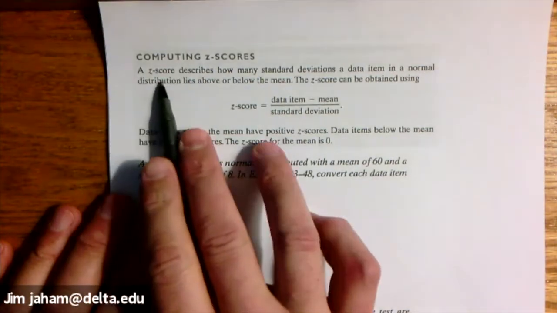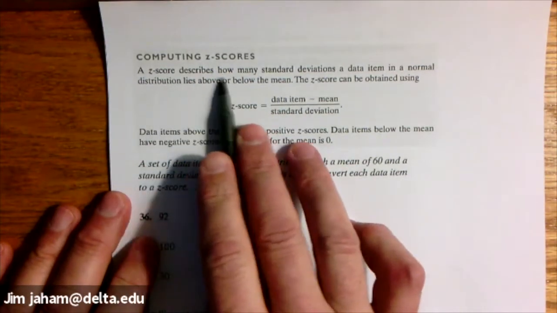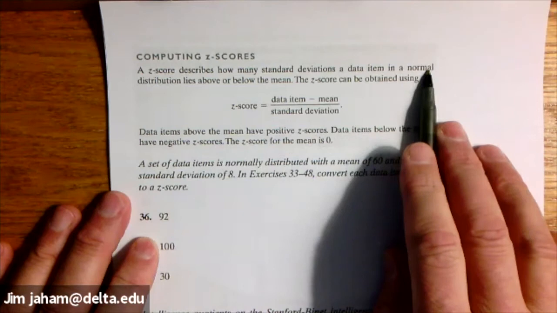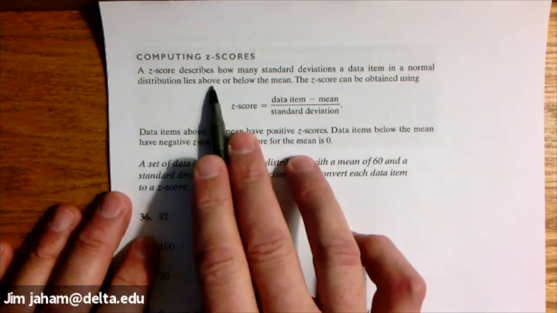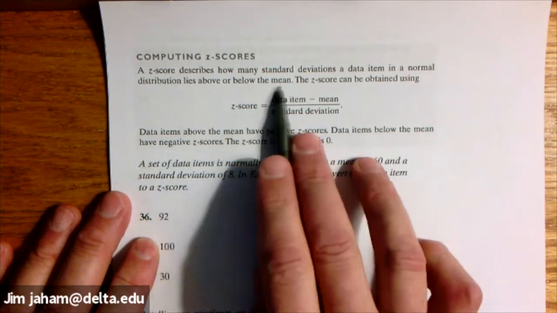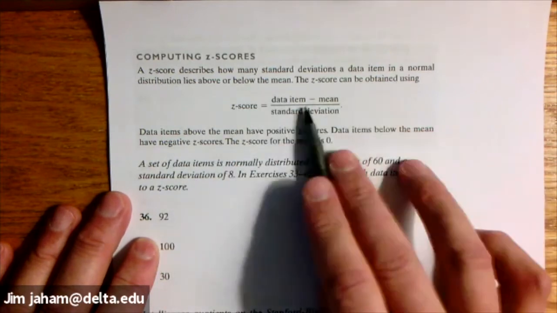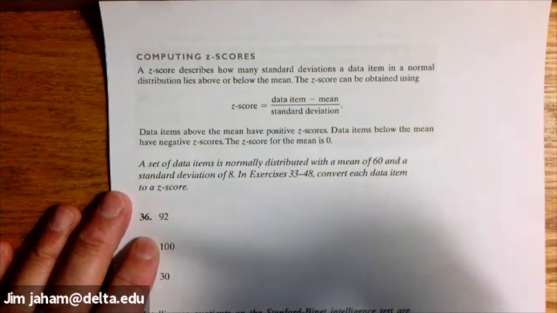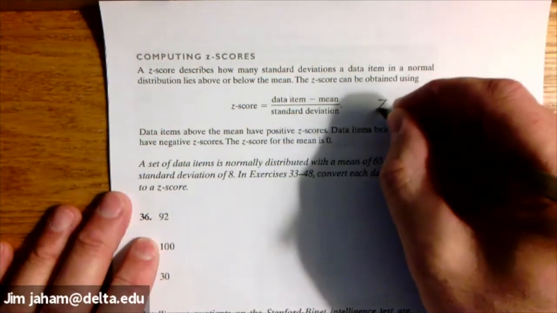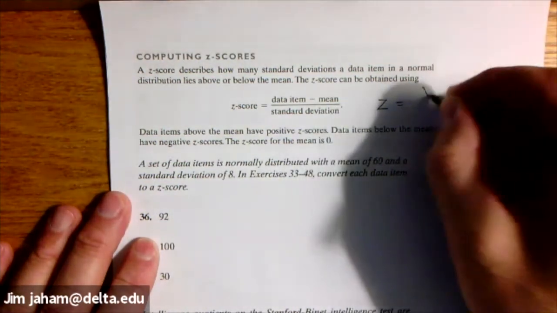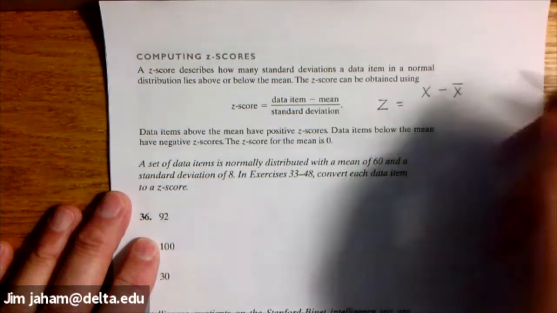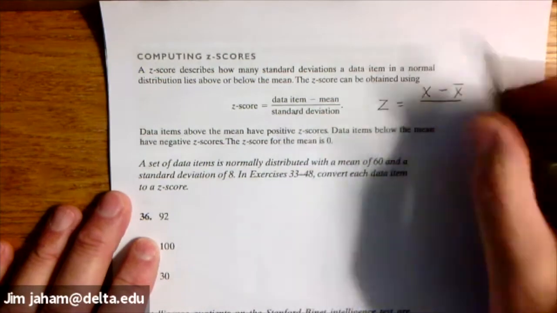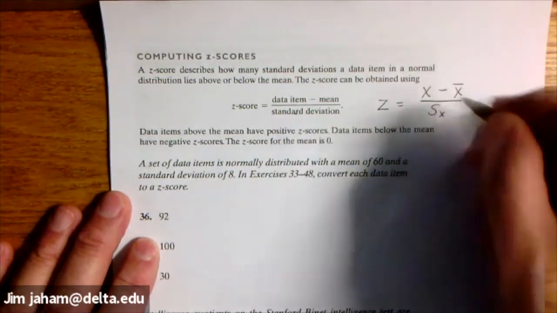So a z-score describes, as we talked about, how many standard deviations a data item in a normal distribution lies above, which would make it positive, or below, which would make it negative, the mean. The z-score is obtained with this formula. A lot of times I'll just write it this way. Z equals the data value, which is x, minus the mean, which is x bar, divided by the standard deviation, which is Sx.